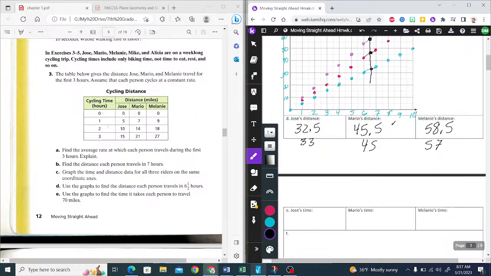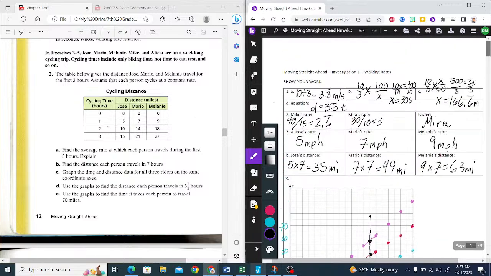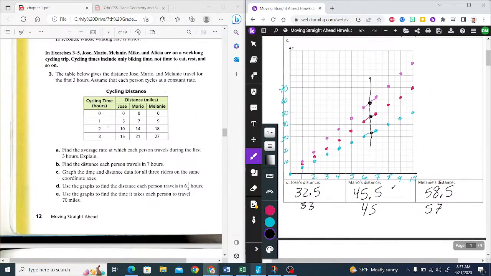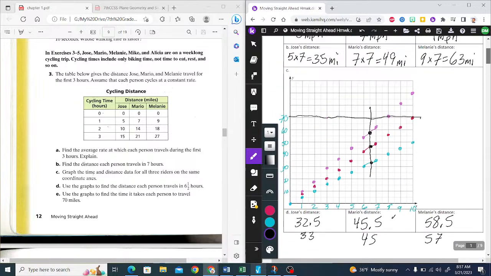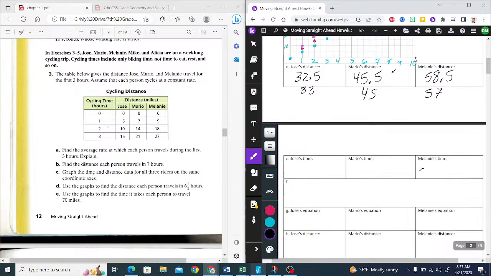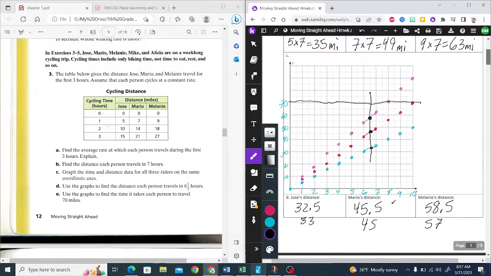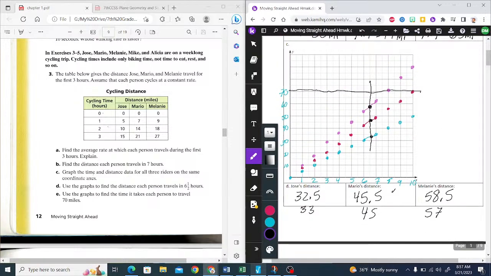So the next question says, use the graphs to find the time it takes each person to travel 70 miles. Well, 70 miles is across here. And so we can find Melanie and Mario's time really easy. Melanie is at about 8 hours, whereas Mario is exactly 10 hours. And Jose doesn't even reach 70 on this graph.